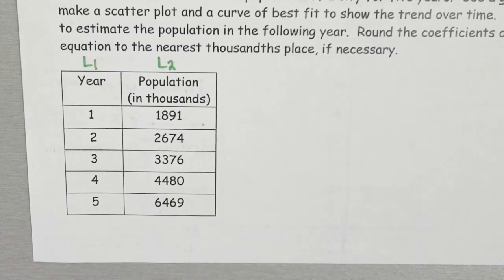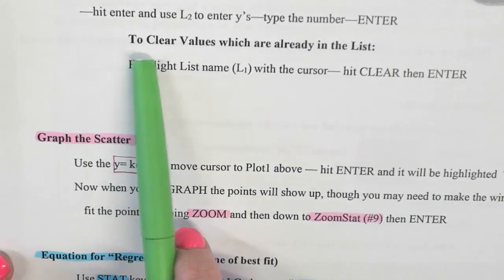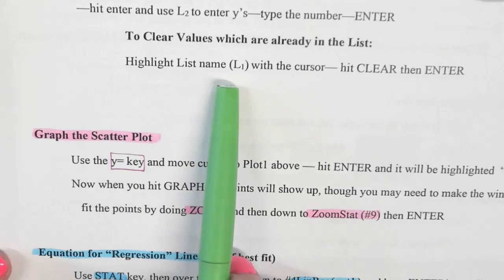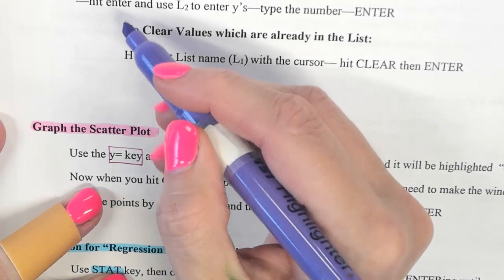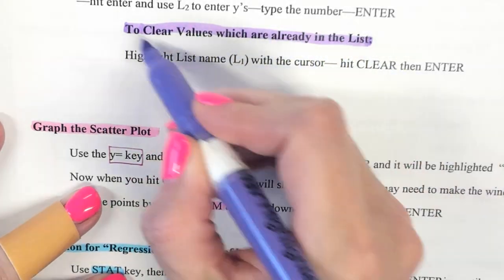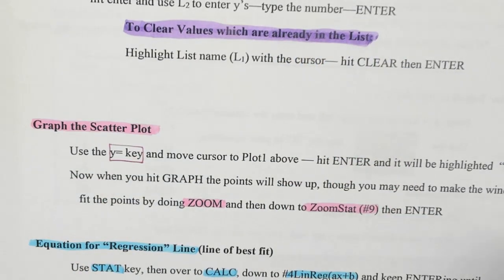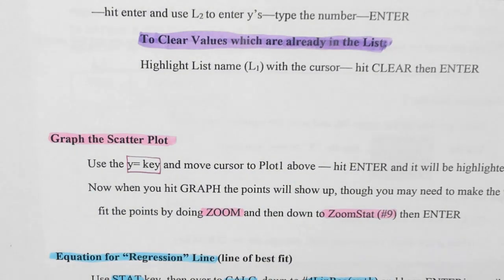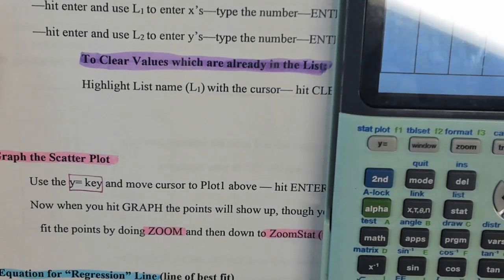All right, if you don't remember what to do, let's go back and use this. Use the stat key, then the edit option. To clear values which are already in the list, highlight the list name. Press clear, do not press delete. It will get rid of list 1, and then we have to do some things to get it back. So I'm going to go to stat, edit, highlight L2, clear, enter, all of them are gone. Clear, enter, all of them are gone.